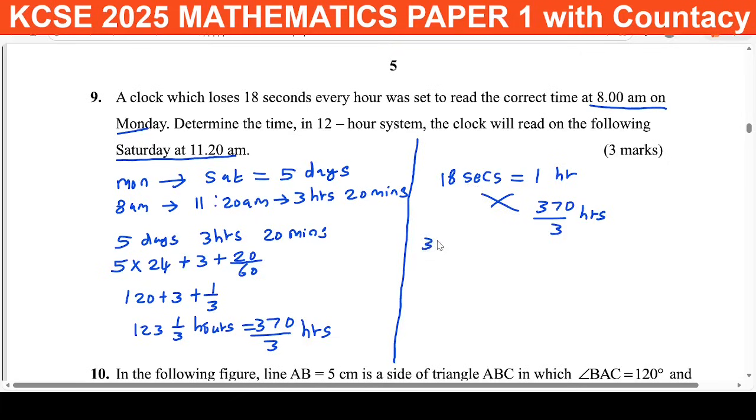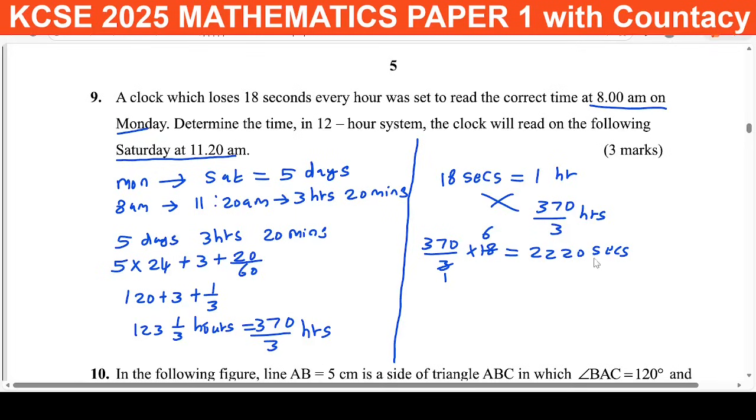That's going to give us 370 over 3 multiplied by 18. So we divide by 3, 1, divide by 3, 6. This is 370 by 6. What do we get by that? That's something that is quite doable with ease. That's going to give us 22 seconds. Okay, so these are seconds.